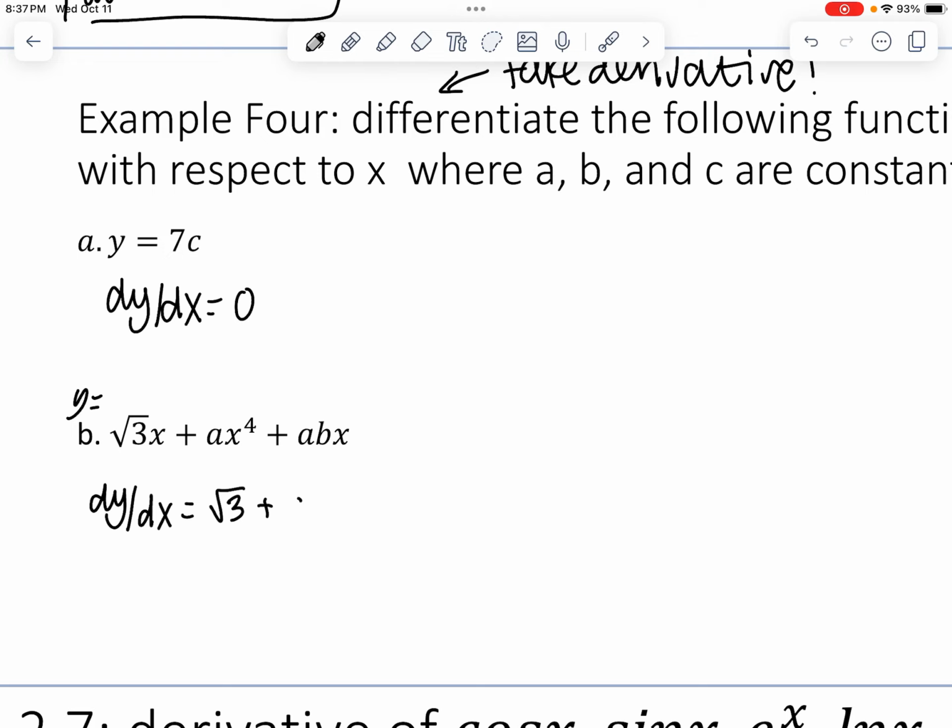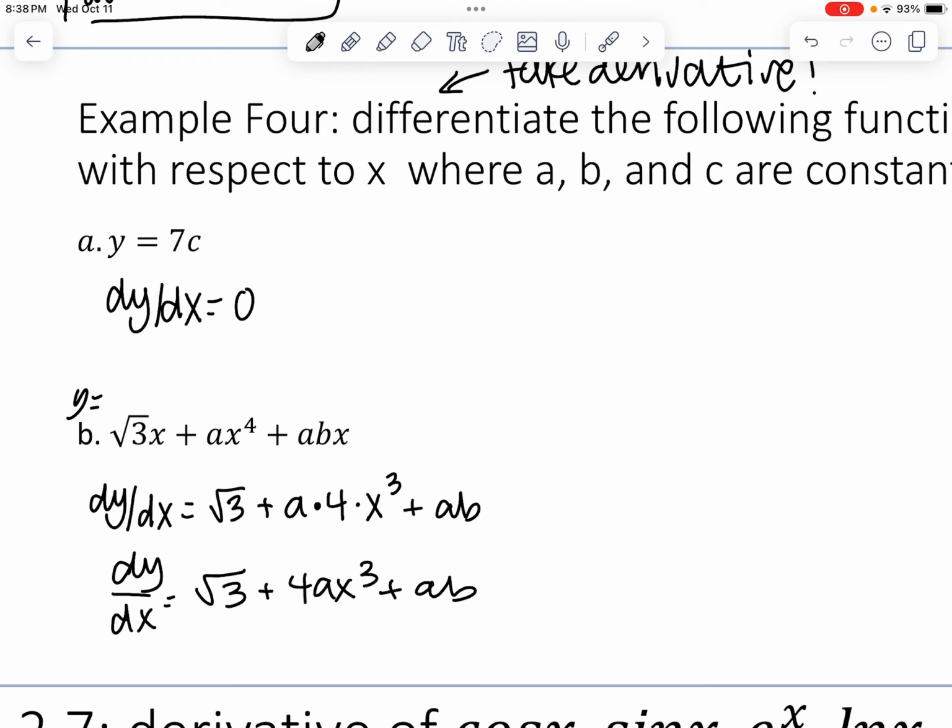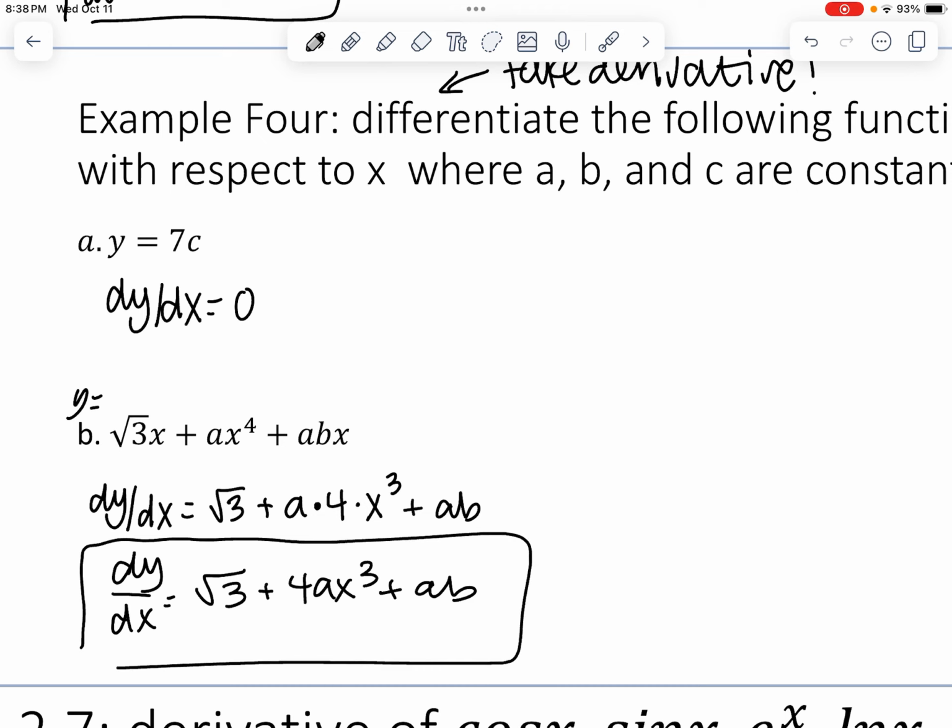This next one, you would do a times 4. We don't know what a is, so it doesn't get to go away here. Times x, 4 minus 1 is 3. And then the derivative of, again, like 2x would be 2. So the derivative of abx would be ab. And if I simplify that, I get the square root of 3 plus 4ax cubed plus ab. And you could have one problem on your homework about that.